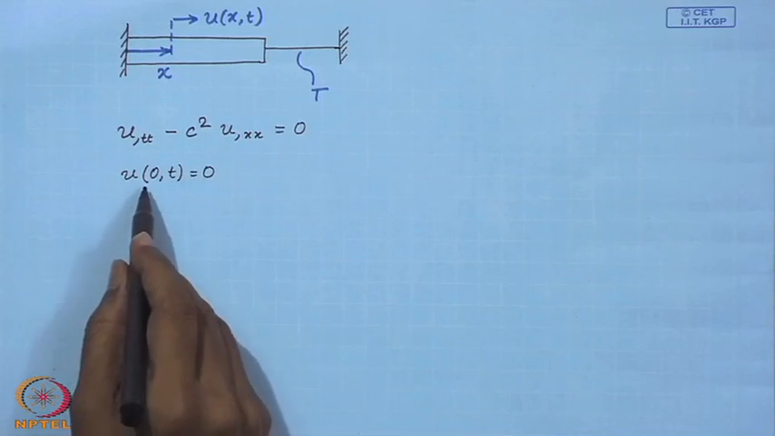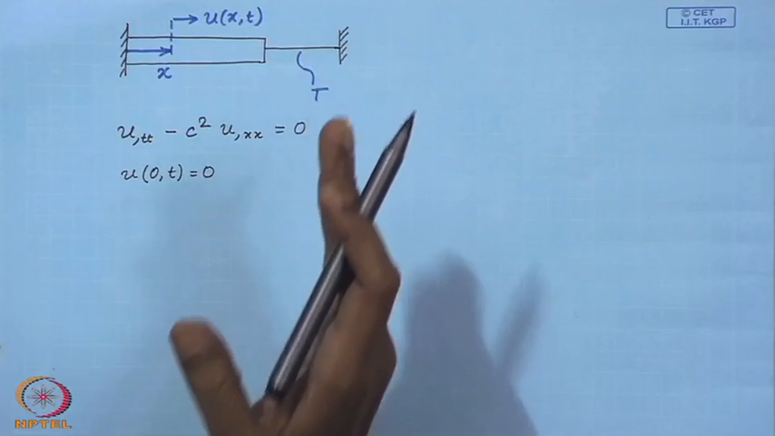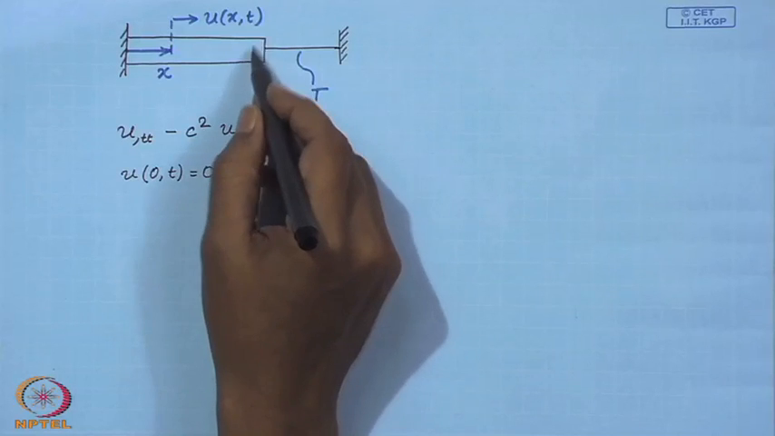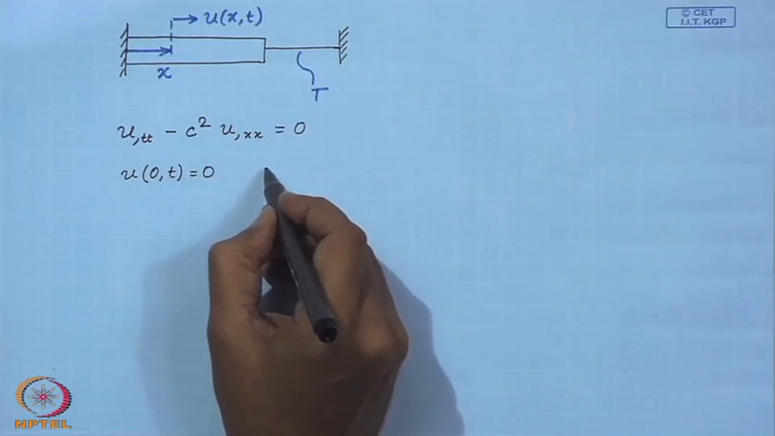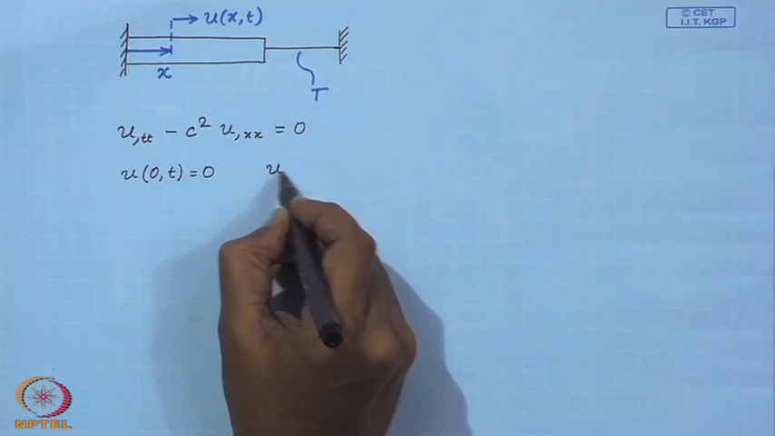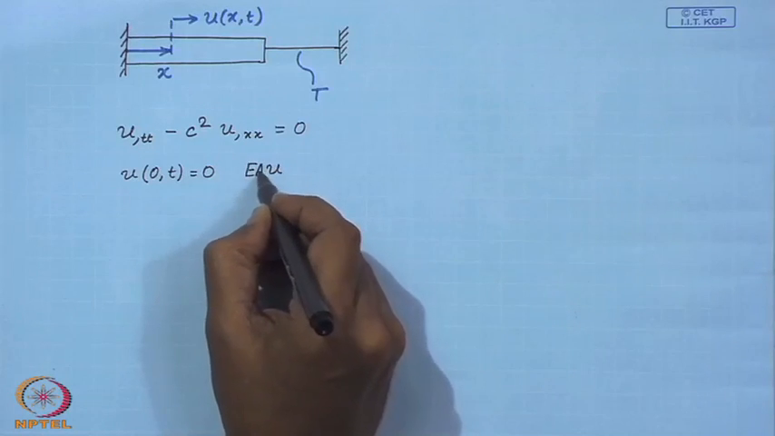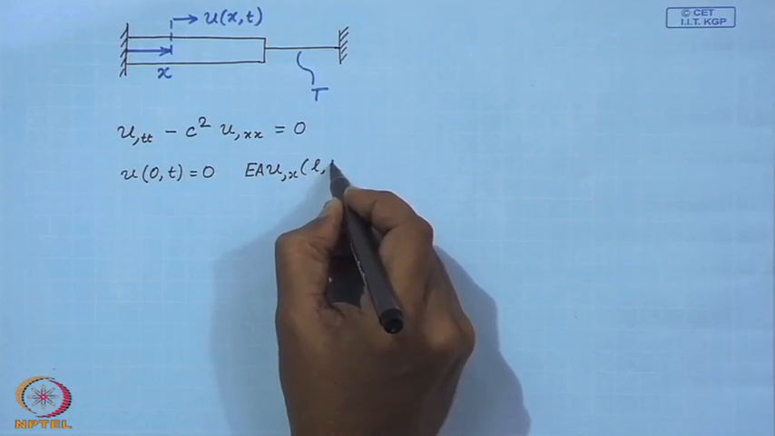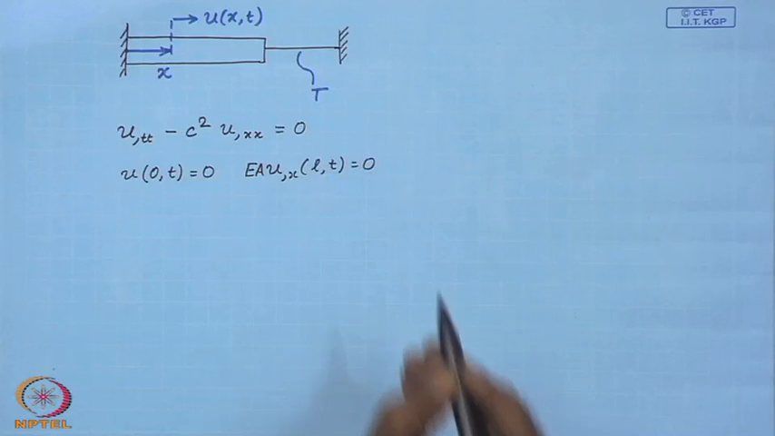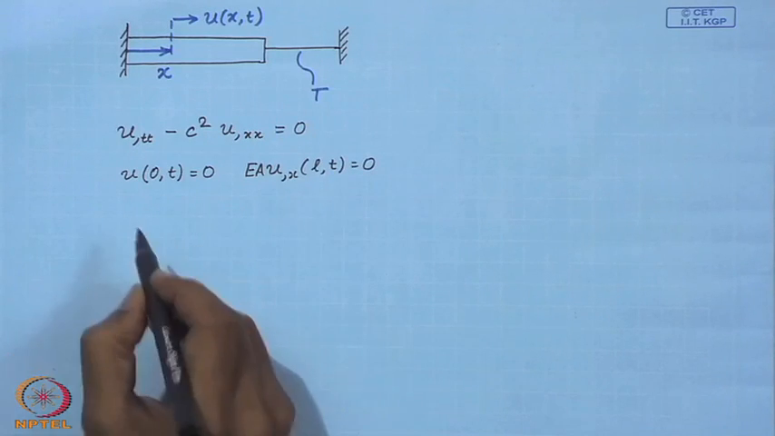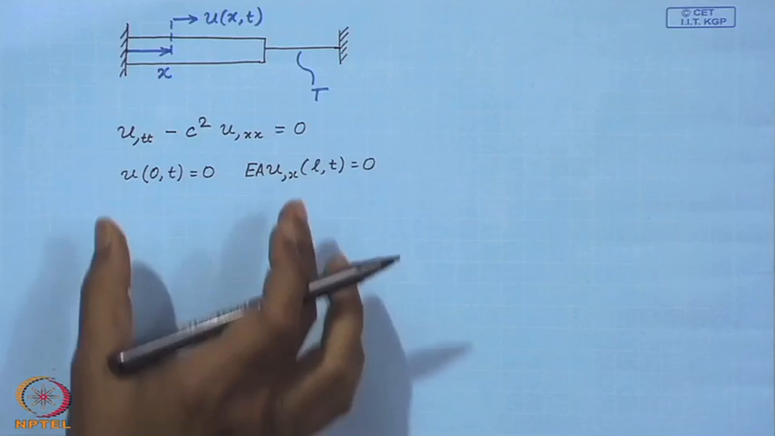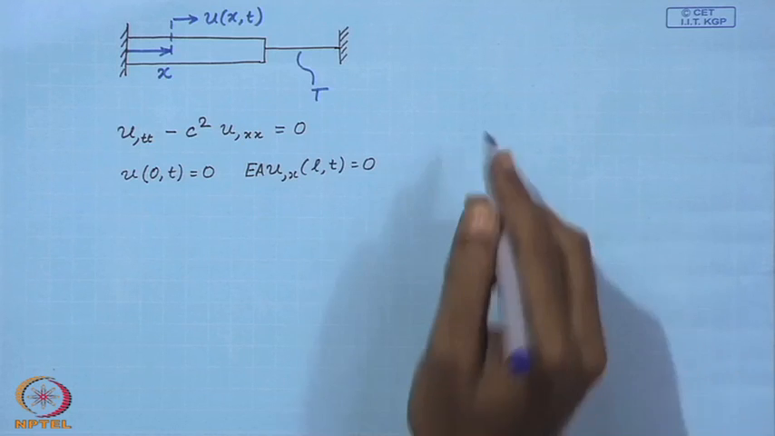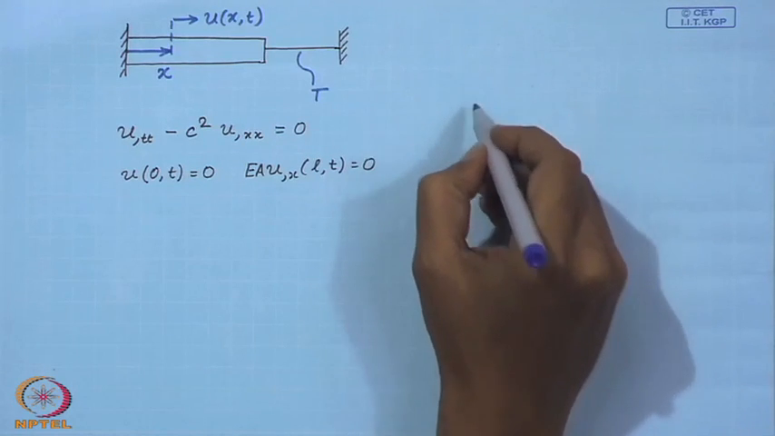So, we are going to formulate the problem at the moment the string snaps. In that case the right end of the bar is force free. So, this boundary condition is zero. Now, the initial conditions. So, you can very well find out the initial conditions.